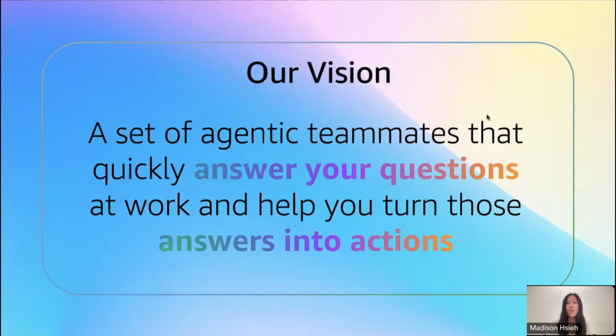All right, so what exactly is Amazon QuickSight? So up here I have our vision. QuickSight is a set of agentic teammates that allows you to quickly answer your questions with your unstructured and structured data inside of our QuickSight environment. This helps you to turn those answers that QuickSight provides into actions, whether that be from apps that you build inside QuickSight or extensions and integrations to your other applications where you might house your data or other actions that you take in your workflows.